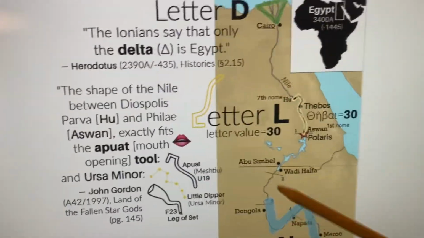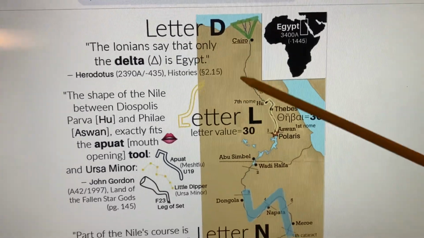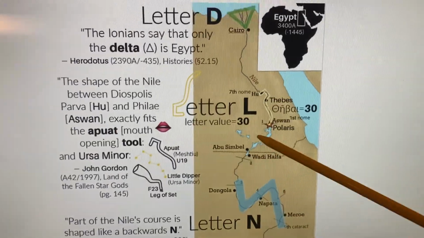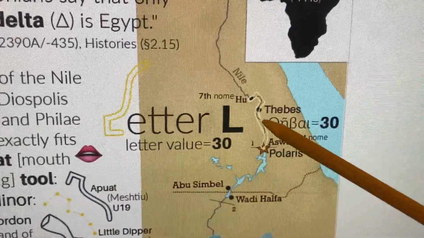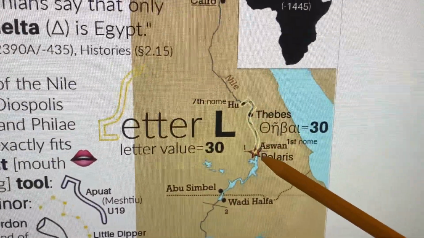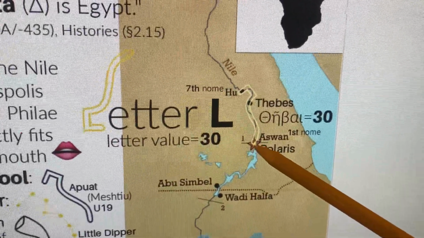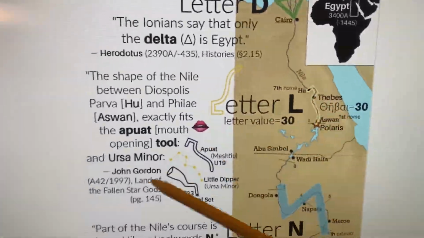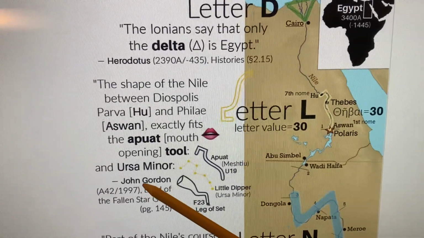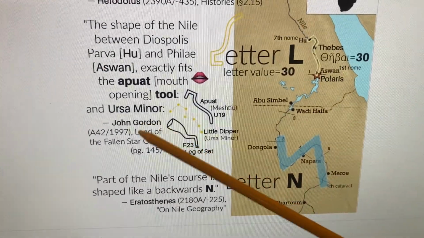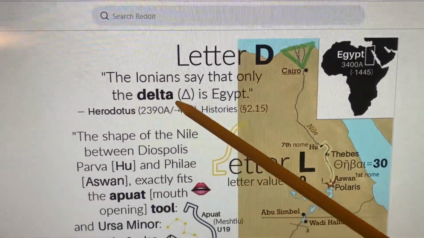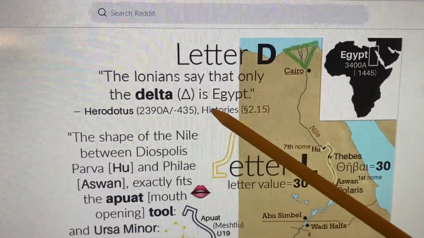And here we see the geometry of the letters on the Egyptian geography. Letter L is right here, where love comes from. There's Philae Island. There's the first 7 nomes, and this is the Little Dipper. This was decoded by John Gordon. Eratosthenes decoded letter N, and Herodotus was the one who said that the delta is always called the delta by the Ionians.